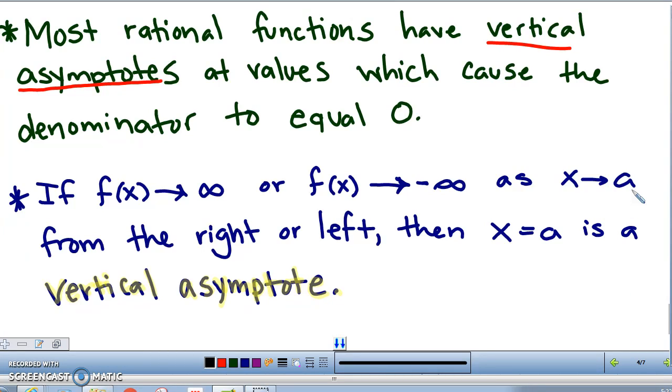Add this to your notes. Most rational functions have vertical asymptotes at values which cause the denominator to equal 0. If f of x approaches infinity or f of x approaches negative infinity as x approaches a from the right or left, then x equals a is a vertical asymptote. Pretty much reworded what you just wrote at the beginning of the video.